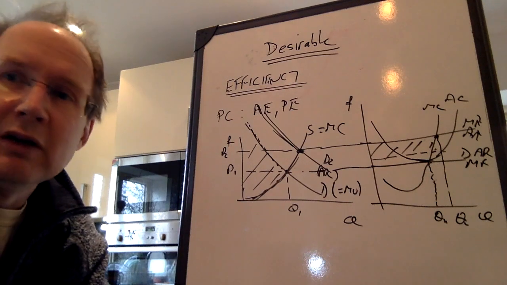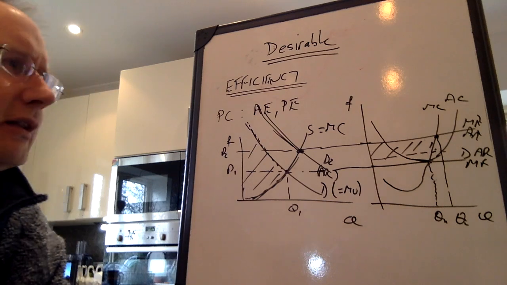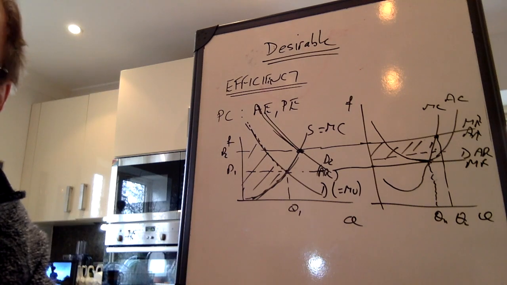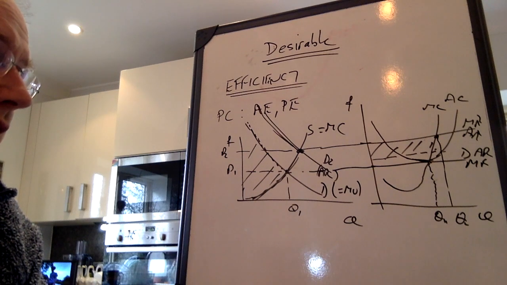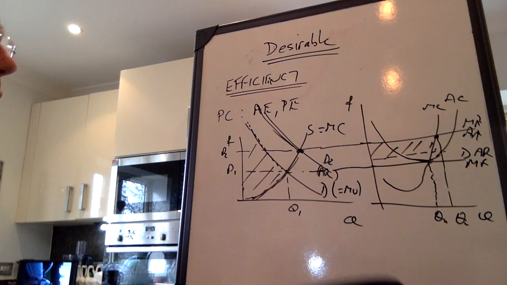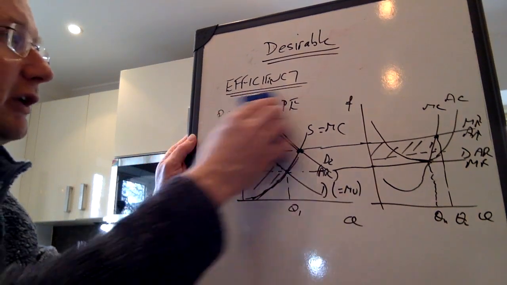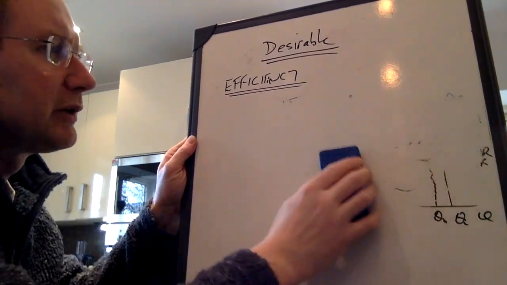Nevertheless, in the long run, prices are driven down to the minimum point of the average cost curve. So perfect competition is both allocatively and productively efficient. And what we now want to do is to contrast that with monopolistic competition.